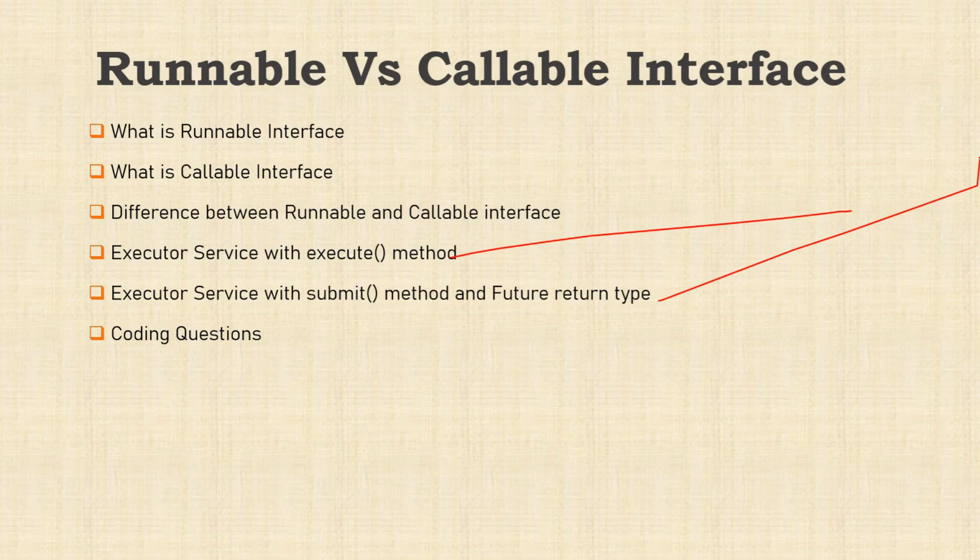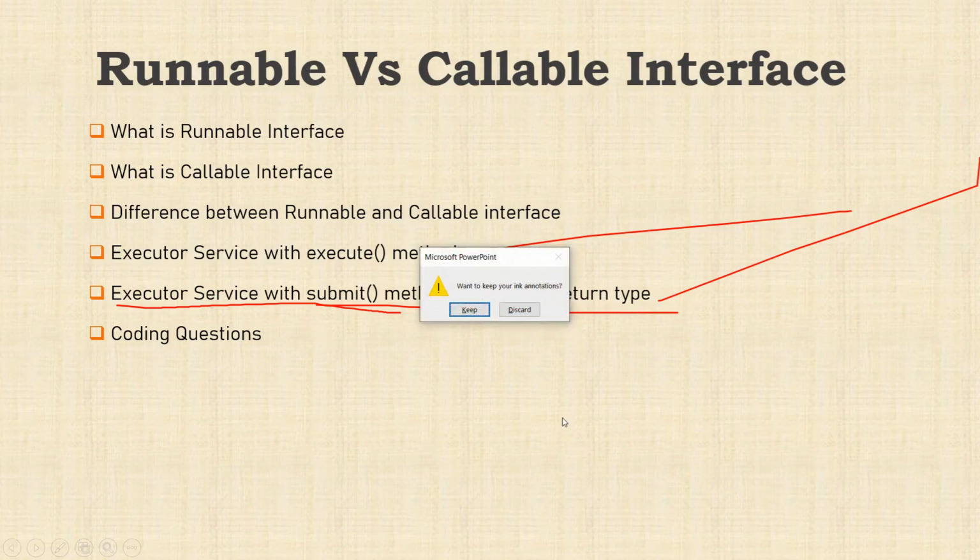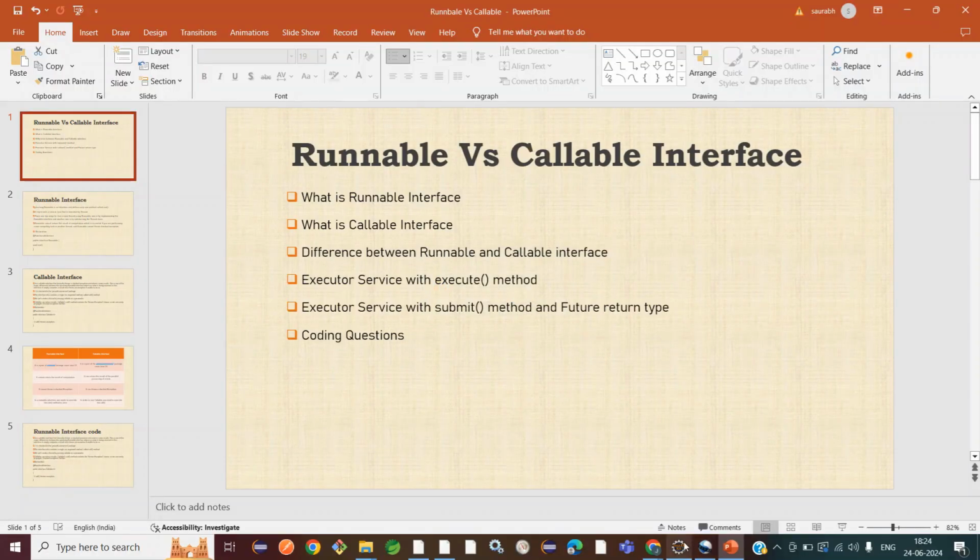So how can we create a thread with the help of the runnable interface, and how can we execute it both ways, by Thread and by executor service? And how can we create a custom thread with the help of the callable interface, and how can we execute it? There is only one way to execute a custom thread created by the callable interface, which is executor service. So we'll see by code.